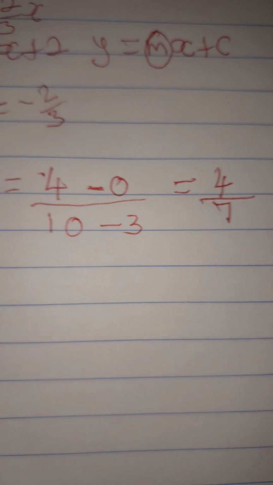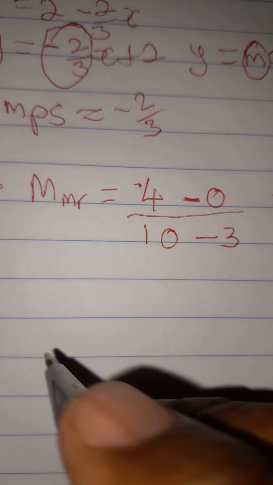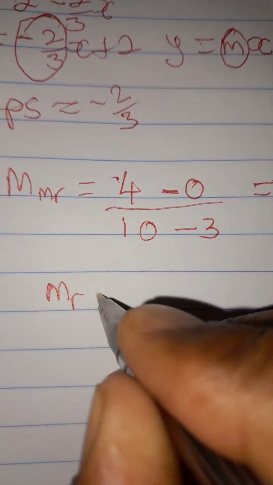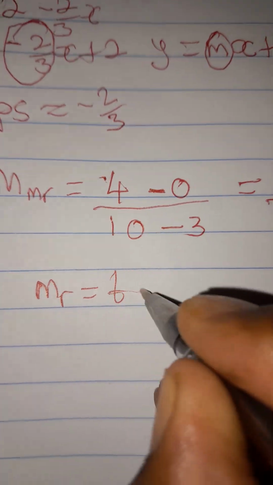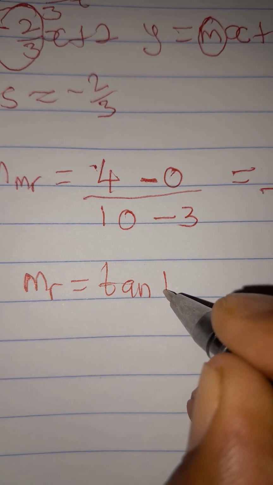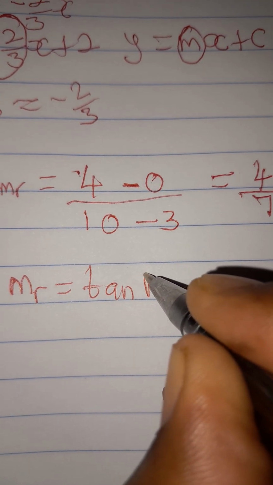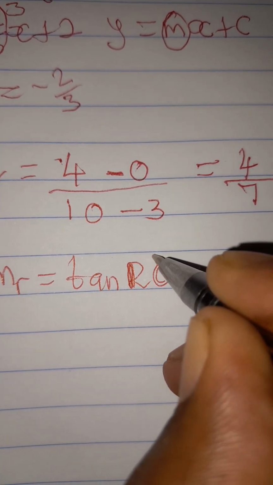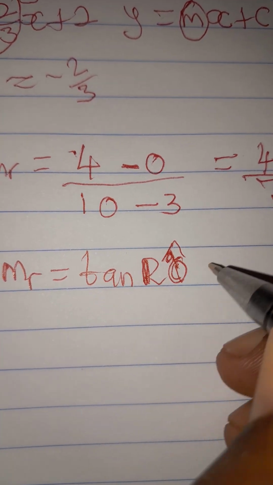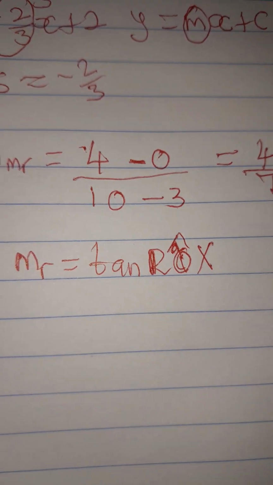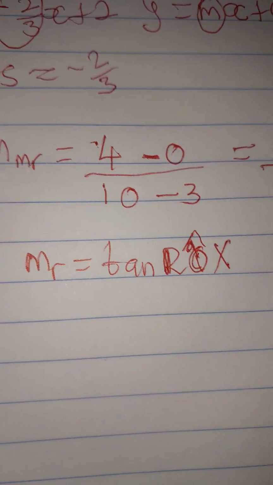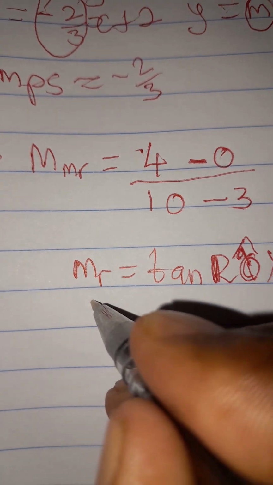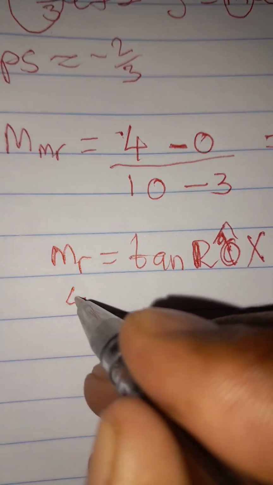Now let's find the angle of inclination. The gradient of MR is tan of the angle. Remember that we are looking for tan of angle QRX, or you can just say tan Q. Then you have your gradient there, which is 4 over 7.